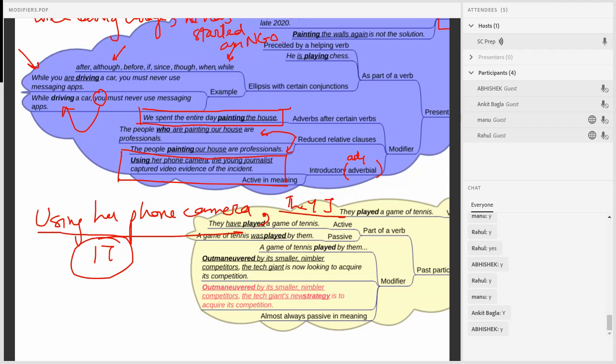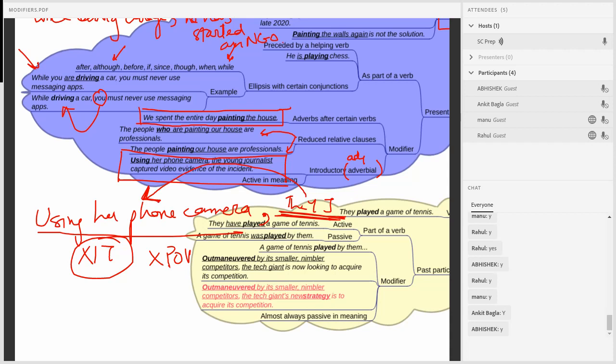So the using over here is not a noun or a gerund. The second step: check whether it's part of a verb. Here there is no helping verb. In fact, there is nothing before the using, so this is clearly not part of a verb either. This means it must be a modifier. And if it starts off before your clause, then after the comma, the subject of the clause needs to be a logical noun that makes sense with this modifier. So: using her phone camera, comma, the young journalist.